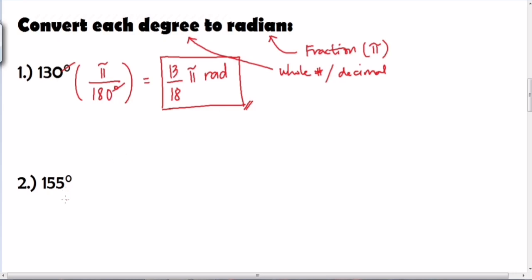Okay? Let's have naman yung 155 degrees. So, again, gusto ko makancel yung degrees. So, ilalagay ko sa ilalim si 180 degrees, sa ibabaw si pi. Okay? So, ang ilalagay sa calcu is 155. So, cancel na to. So, ang ilalagay sa calcu is 155 over 180.